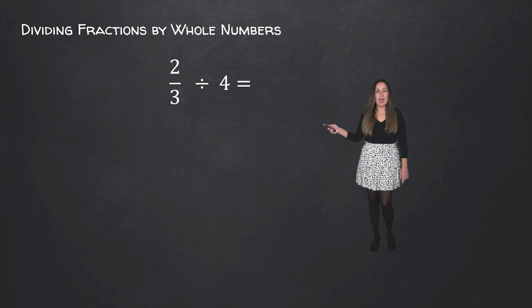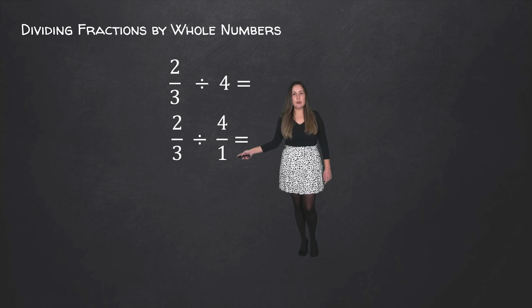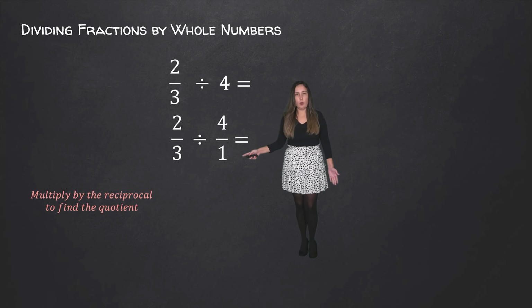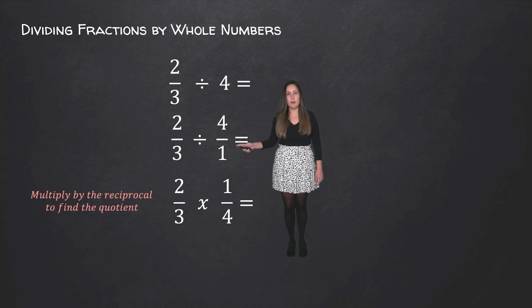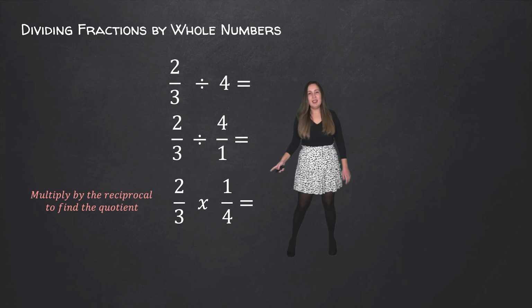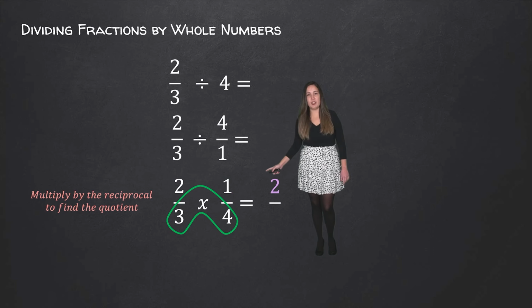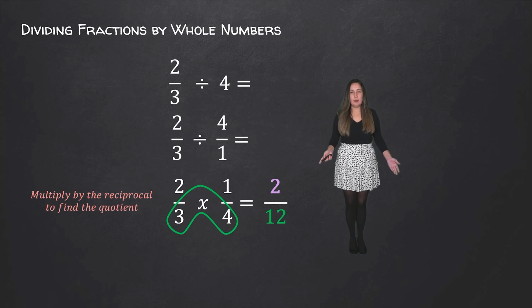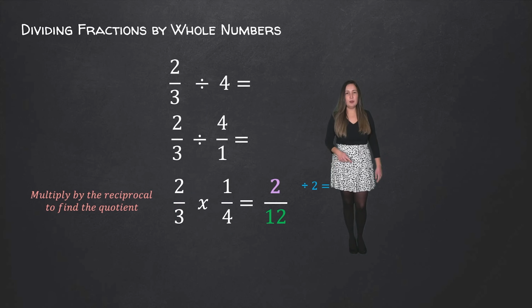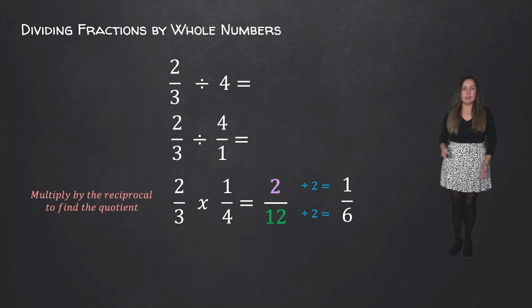Now, if we did not have our model, we would take this problem and make sure both numbers are in fraction form. So the 4, we rewrote it as 4 over 1. And then in order to get our quotient, we would take the 2/3 and multiply it by the reciprocal of 4/1, which is 1/4. Now, 2 times 1 is 2, and then for our denominator, we have 3 times 4, which is equal to 12. And again, we could simplify this fraction if we divided the numerator and the denominator by 2, and then we would get an answer of 1/6.